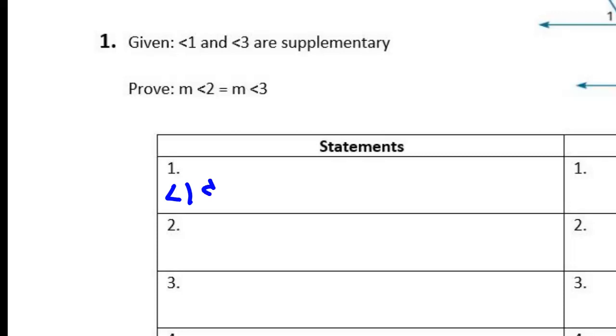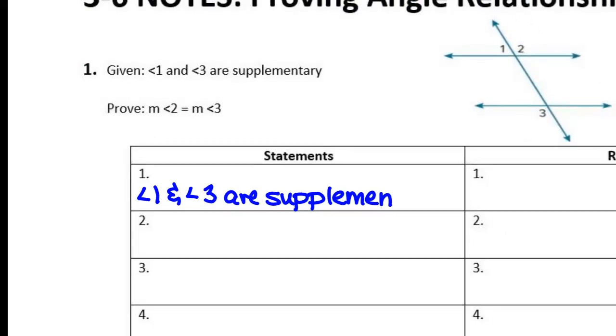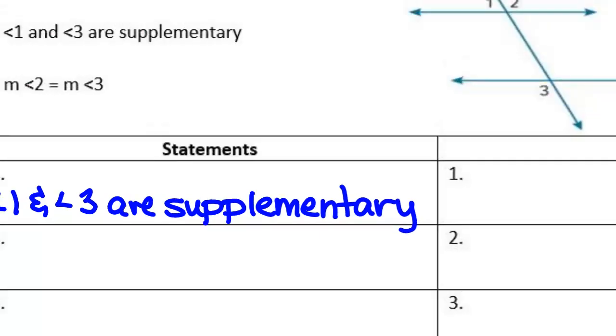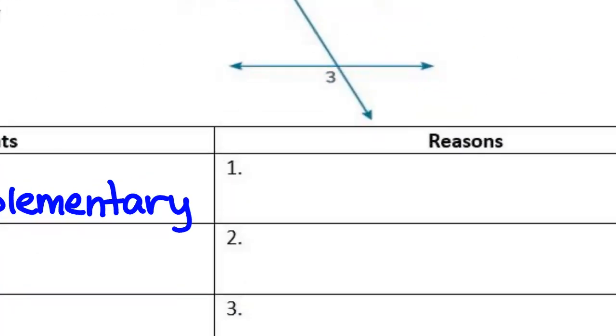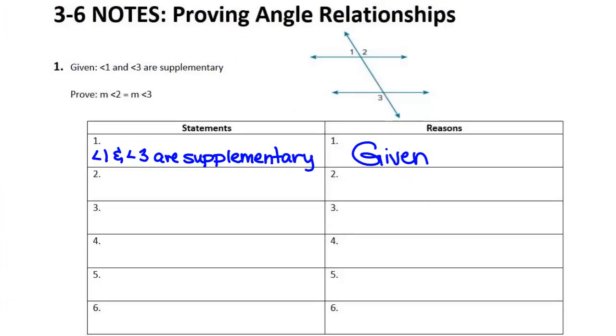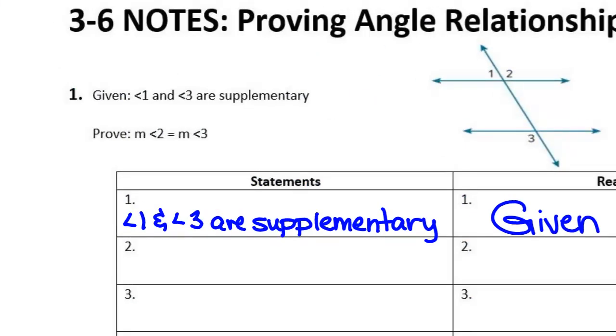Angle 1 and angle 3 are supplementary. Why am I allowed to say that? Because it's the given. All right, there's another reason that we can fill in pretty easily. What other reason can we fill in right away?